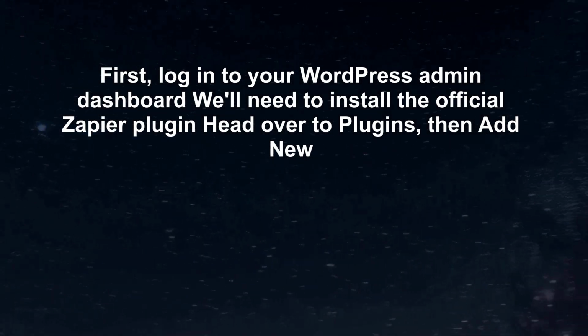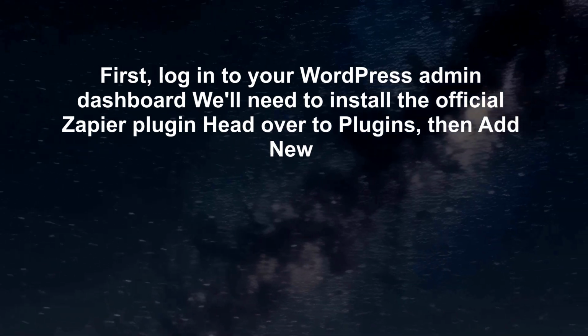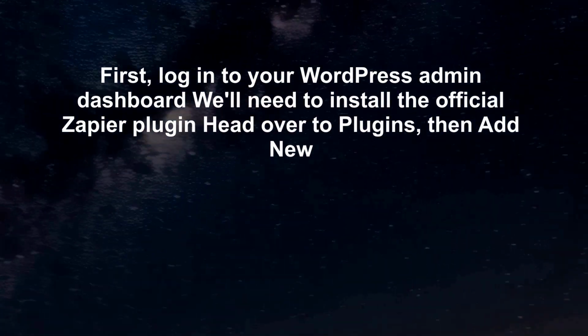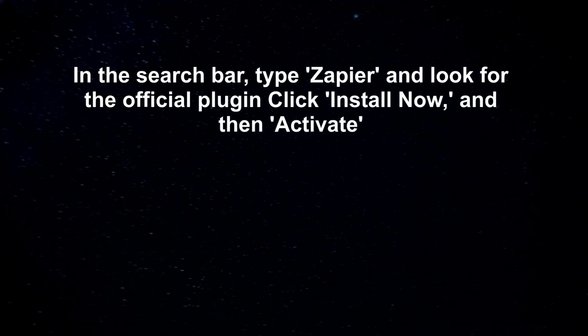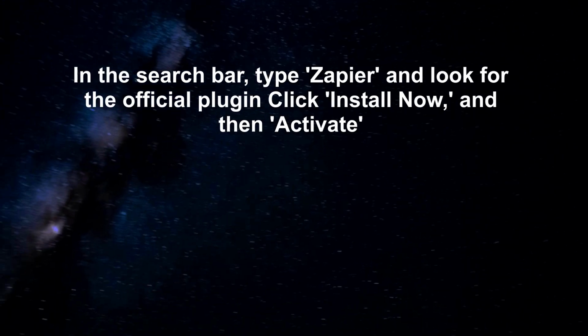First, log into your WordPress admin dashboard. We'll need to install the official Zapier plugin. Head over to Plugins, then Add New. In the search bar, type Zapier and look for the official plugin. Click Install Now, and then Activate.